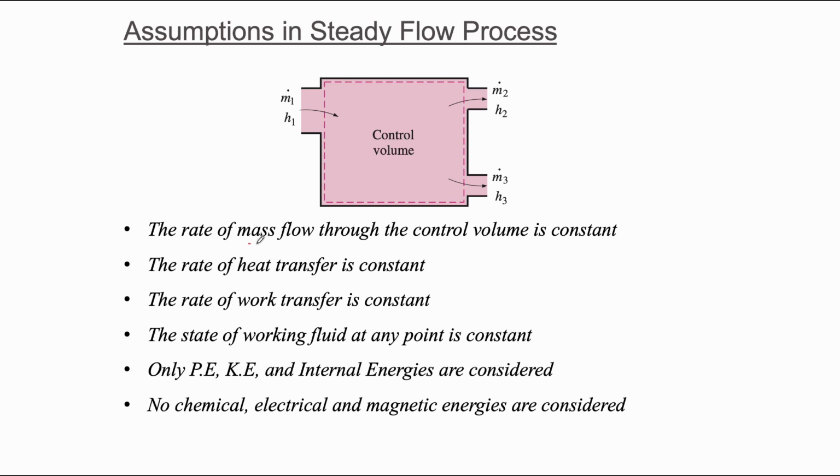So the mass flow through the control volume is constant. The rate of heat transfer is a constant, rate of work transfer is constant. The state of working fluid at any point is also a constant, and we consider only energies like potential energy, kinetic energy, internal energy, and we do not consider chemical energy, electrical energy, or magnetic energy.